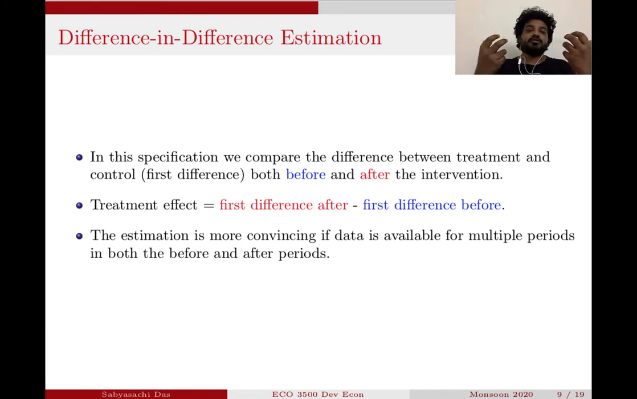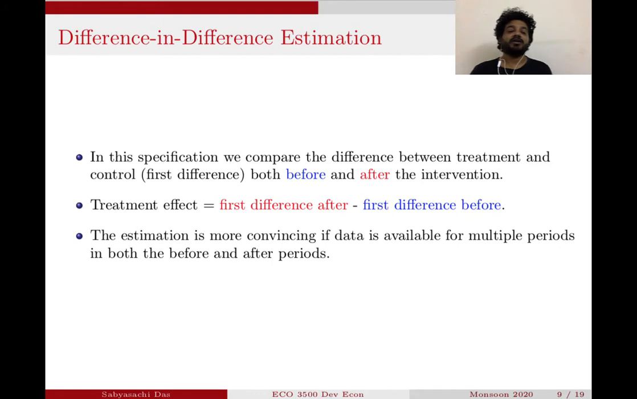But you also want to use the time dimension. The fact that bank branches get opened at a particular point in time means you could potentially go back and collect data on the savings of these individuals before the bank branches were opened, both in the villages where the bank branches eventually opened, as well as in the control villages where the bank branches did not open. So you collect data about individual savings in those villages before the opening of the bank branch in certain villages, as well as after the opening, both in the treatment and the control villages.